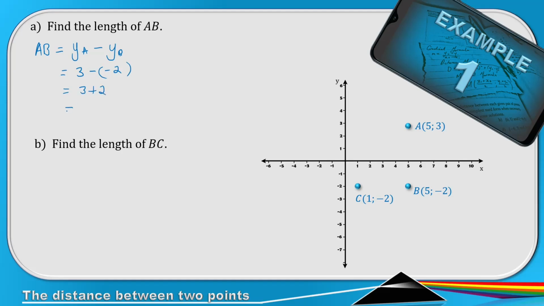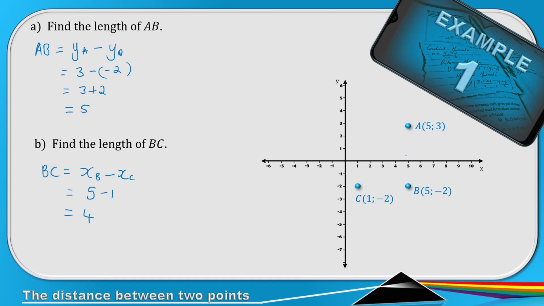Okay, so then we get 3 minus negative 2, and that becomes 3 plus 2, and that is then just 5. All right, now to find the length of BC, we can see that in this case they both lie on minus 2 as the y values. So the only difference is in the x values. So I'm going to say that BC is equal to the x coordinate of B minus the x coordinate of C. Then we have 5 minus 1, and that gives us 4.